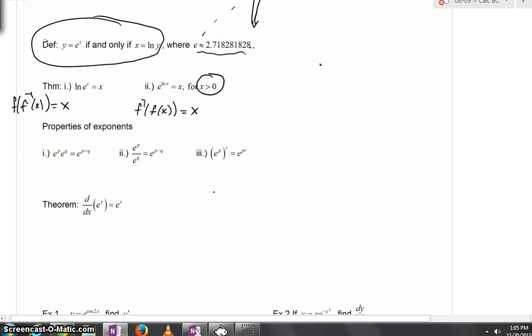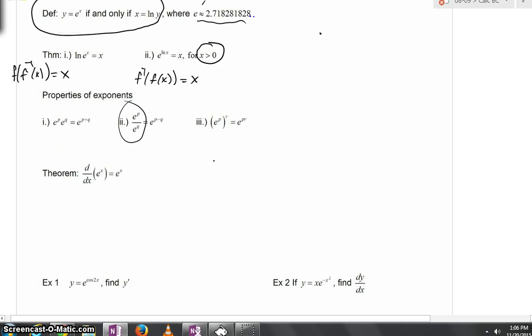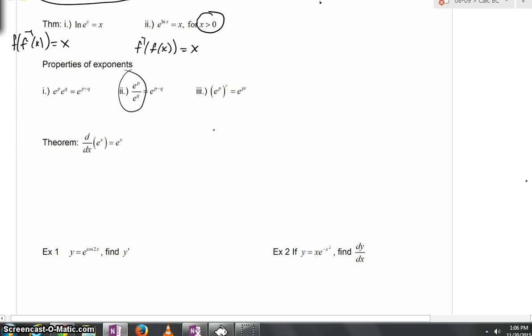Properties of exponents. Well, we can have e to the p times e to the q. We can add their powers together. We'd get e to the p plus q. If you're dividing e to the p divided by e to the q, this would become e to the p minus q. A power to a power, we multiply together. E to the p raised to the r is e to the pr. We're trying to be as good with time as possible.